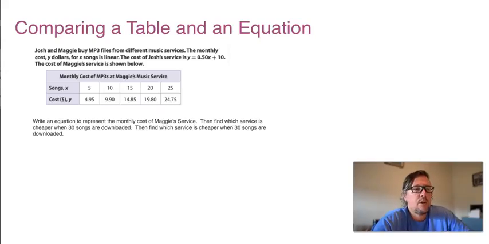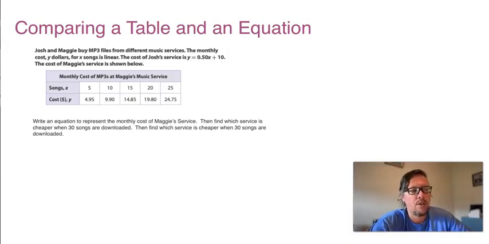Let's take some of the knowledge that we've accumulated to do a comparison. What we're going to compare is the information found in a table and the information that's given to us in an equation. So Josh and Maggie are buying MP3 files from different music services. The monthly cost y dollars for x songs is linear, important information. The cost of Josh's service is y equals 0.50x plus 10.